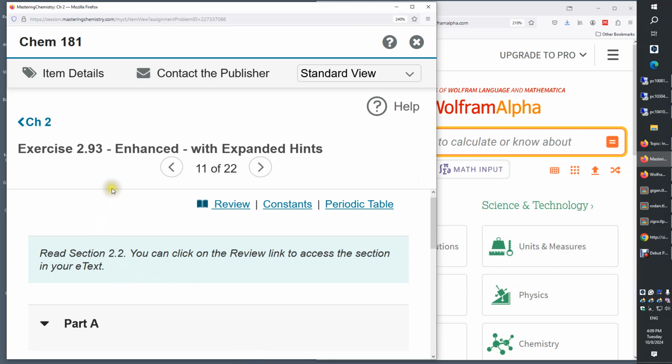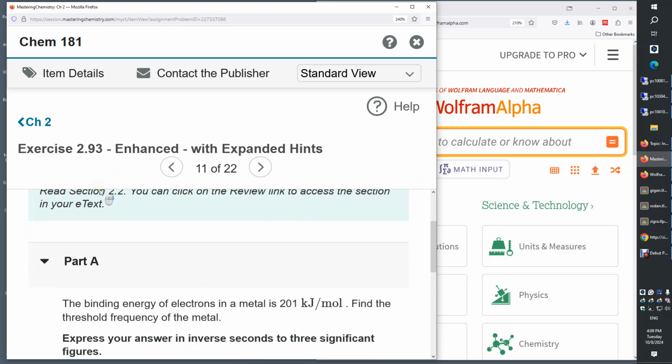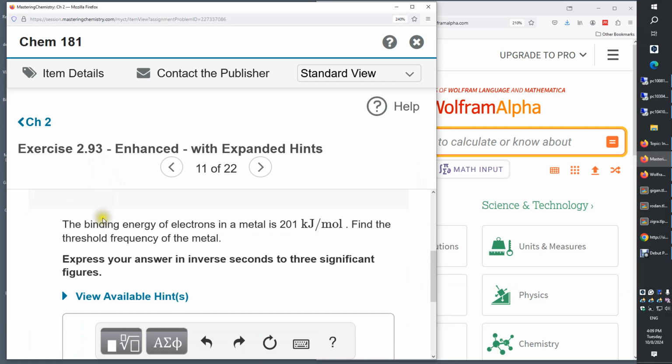Chapter 2, Exercise 2.93, Part A. The binding energy of electrons in a metal is 201 kilojoule per mole. Find the threshold frequency of the metal.